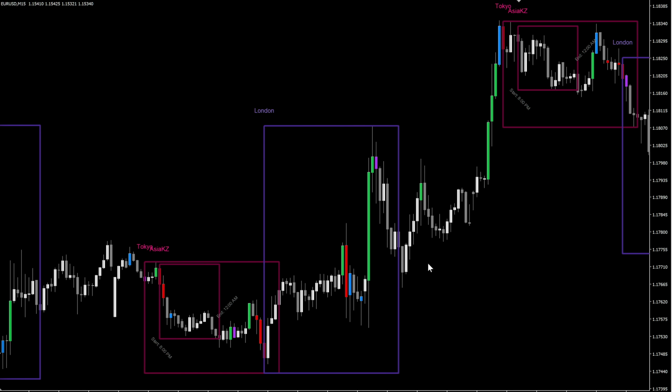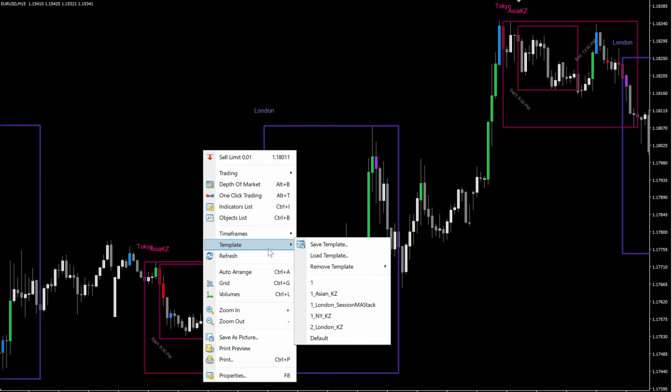First of all, let's talk about the Asian kill zone. So I already have this template set up. I'll share all the templates also along with my blog post.